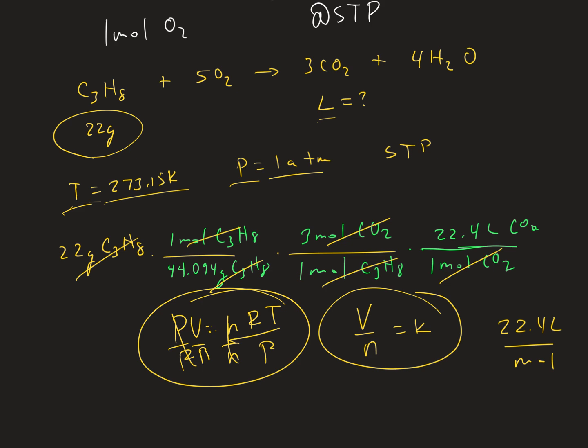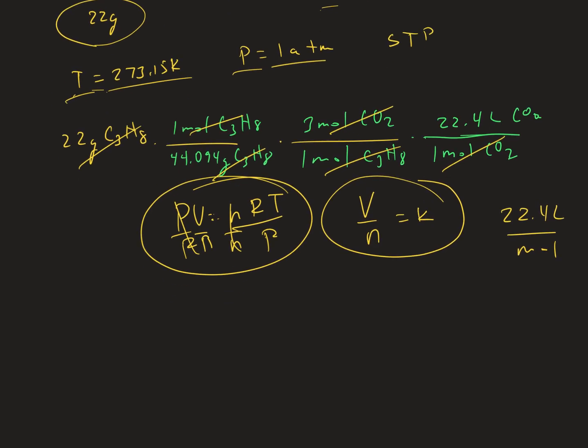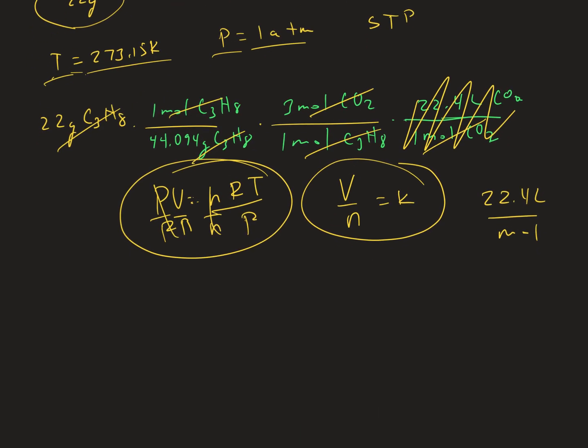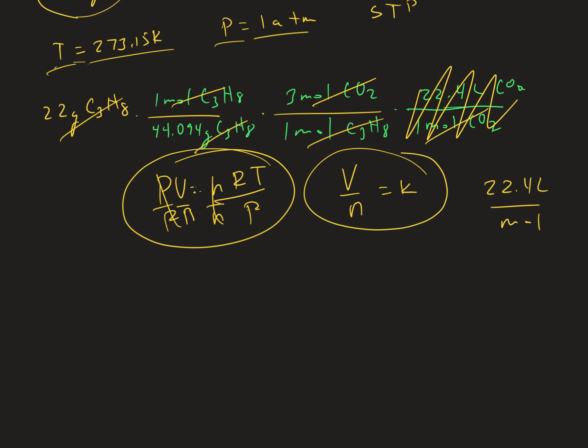Should we try it that way and see? Okay. So we didn't do that part. That means we got to figure out how many moles of CO2 we have. So n is equal to 22 divided by 44.094 times 3. Somebody do that for me. And then when we're done with this problem, we'll take a break. So we'll do 22 divide 44.094 multiply 3. 1.49.